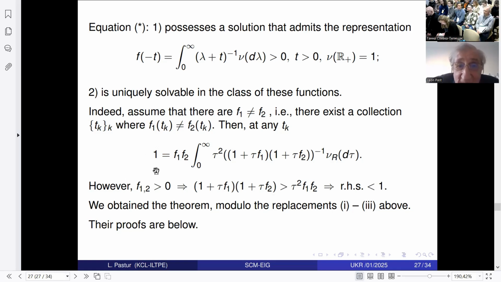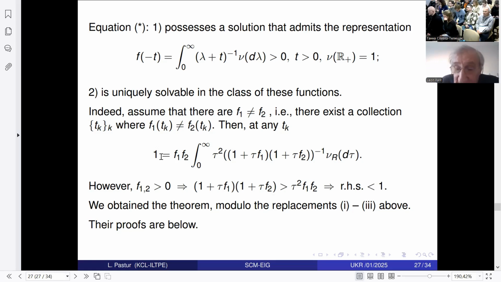So the left-hand side is 1, and the right-hand side is written here. We know that all f's are positive and tau is positive, therefore we can replace both factors just by 1. And what did we get? We get as a denominator tau squared, f1, f2, but they are here. Therefore, we proved that the right-hand side is strictly less than 1, while the left-hand side is equal to 1. This contradiction proves that the solution is unique.